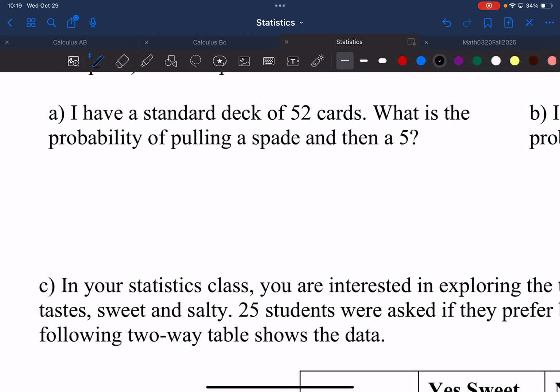So think, how many spades are in a deck? 13. It's one of the 4 suits. So we write 13 out of 52. Okay? So if we've already pulled a spade, we were successful in that probability. Are there still 52 cards? How many cards are there? 51. Okay, and then how many 5s are in a deck? 4. So we're going to take 13 over 52 times 4 over 51, and that gives us 0.02.